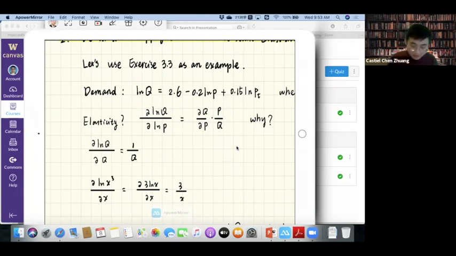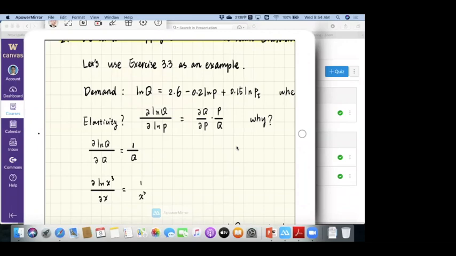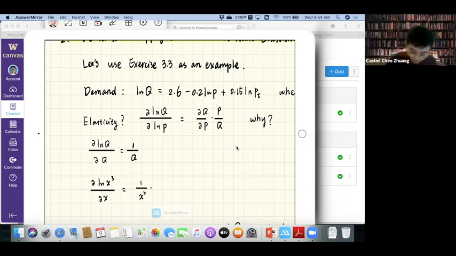So the formula for the derivative of log x with respect to x is just 1 over x, okay? That's just the formula. So you can also use the chain rule here, because here is a function of a function. Inside the log is x to the power of 3, that's another function. So by applying the formula, you will get 1 over x to the power of 3. But then you have to apply the chain rule, so you multiply it by the derivative of x to the power of 3 with respect to x.